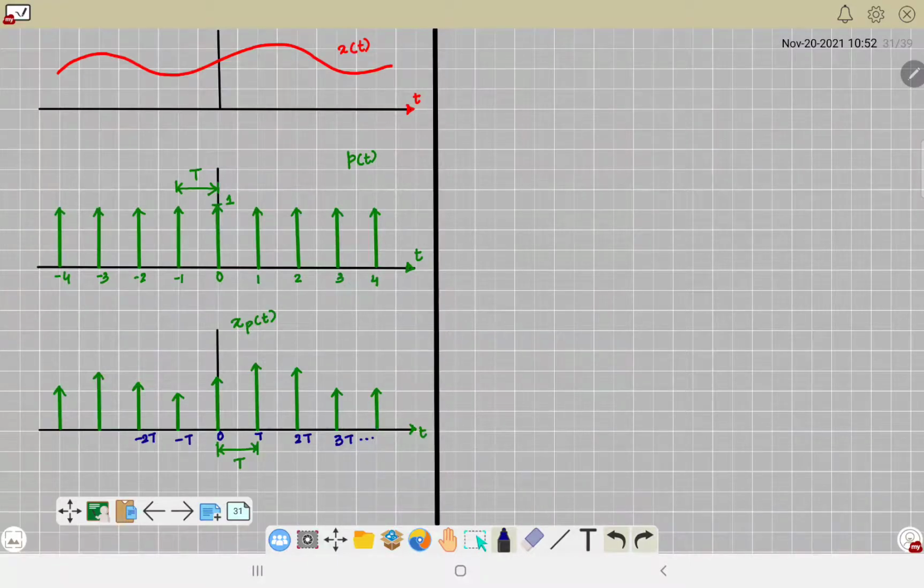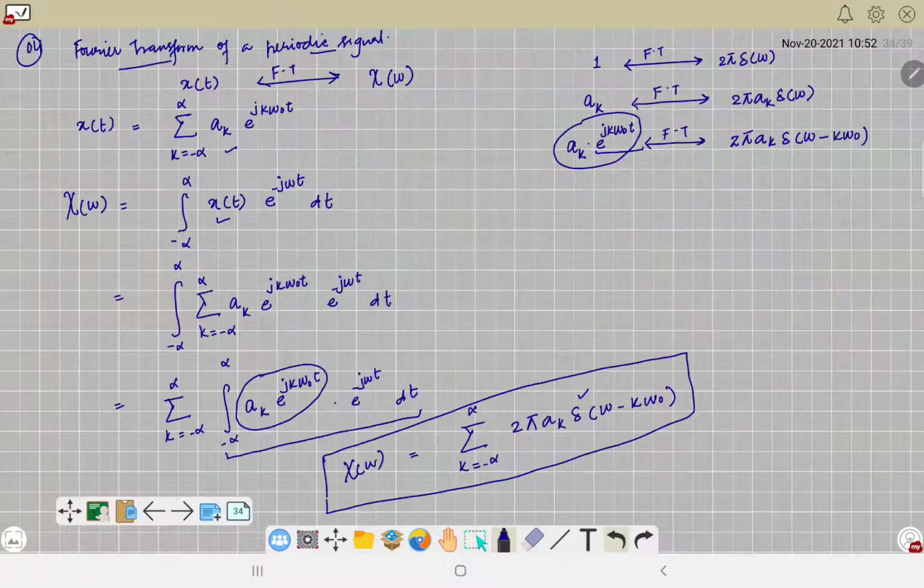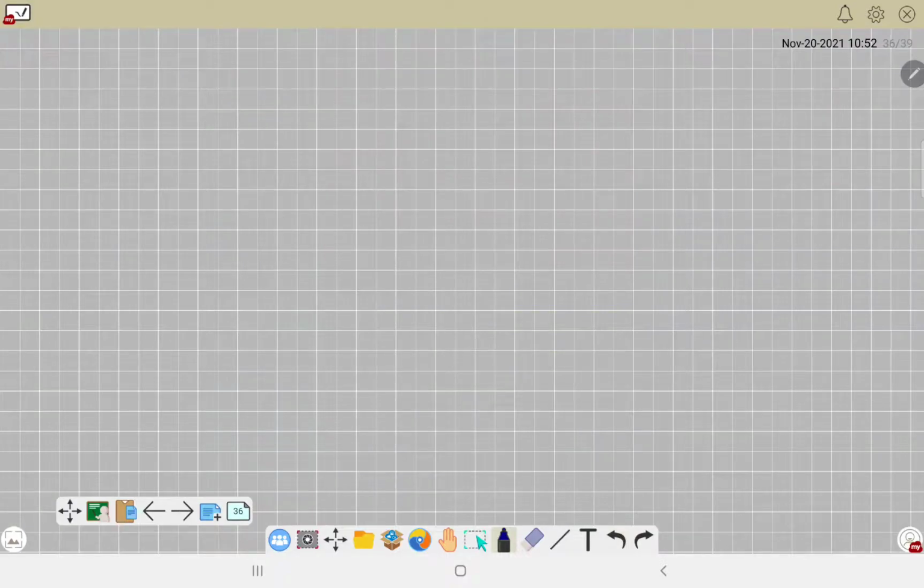So graphically it is something like this: x of t, p of t, we get xp(t), but this is in time domain, fine. And we have also arrived at this expression that we can express sampling operation in time domain as this summation. Okay. Now we will go to the frequency domain analysis using these properties that we have discussed previously.